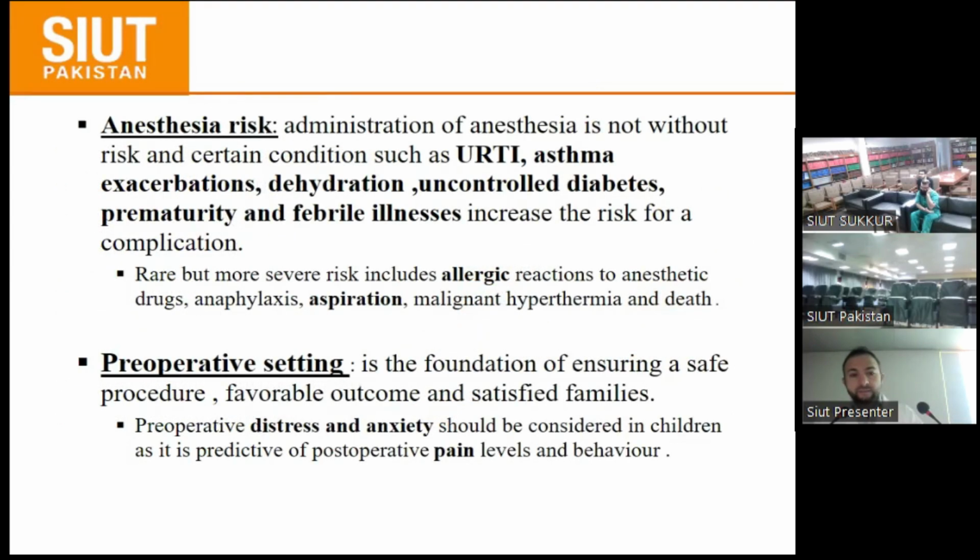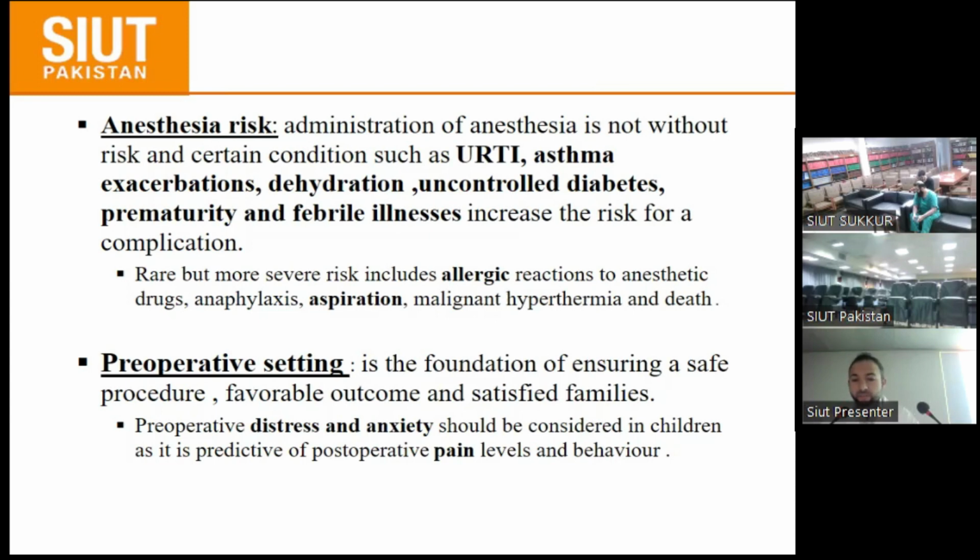So, in anesthesia respect, administration of anesthesia is not without risk, and certain conditions such as upper respiratory tract infection, asthma exacerbation, dehydration, uncontrolled diabetes, prematurity, and febrile illness increase the risk of complications. Rarely, but more severe, risks include allergic reaction to anesthetic drug, anaphylaxis, aspiration, malignant hyperthermia, and death.